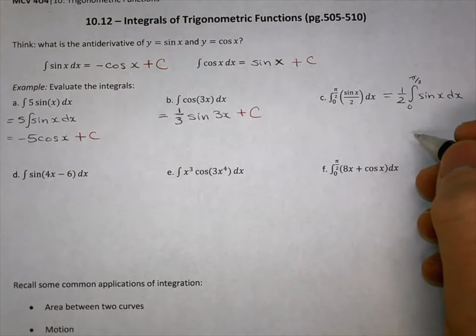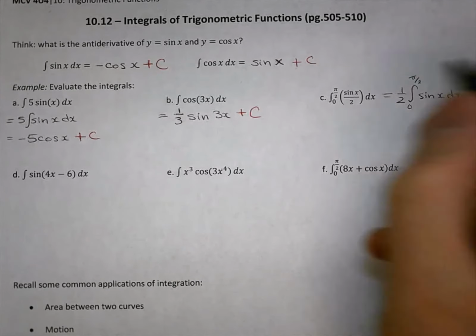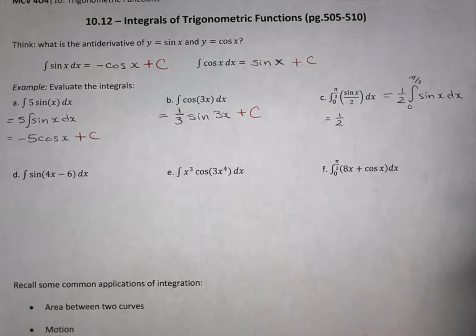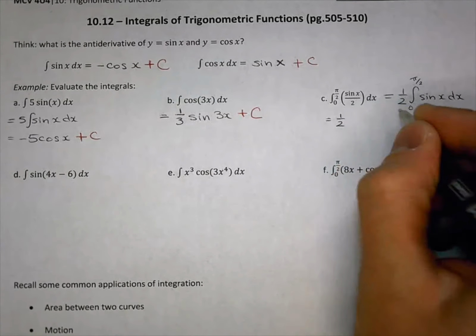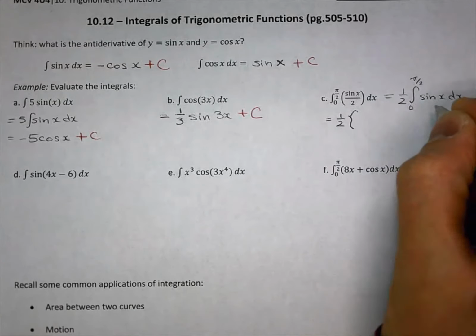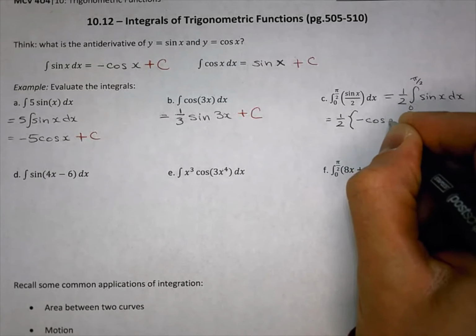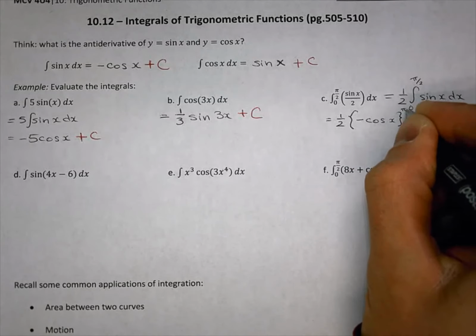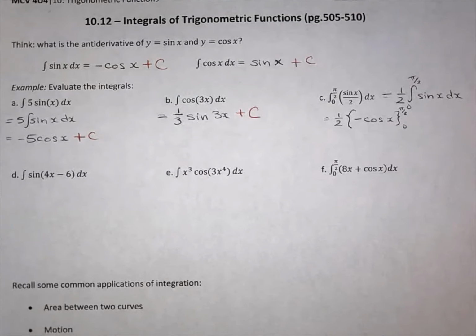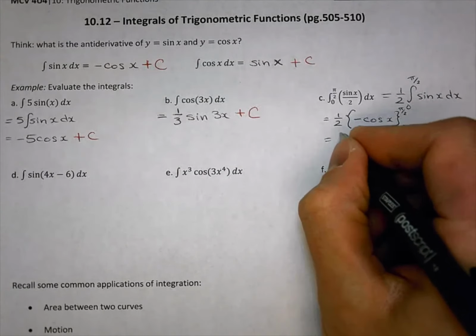So what's the integral of sine x? Well, it's negative cos x. So this is going to be half. And then I have this curly bracket where I write my antiderivative, which is negative cos x. And then I have pi by 2 and 0 as my bounds. Now I can sub them in using the fundamental theorem.